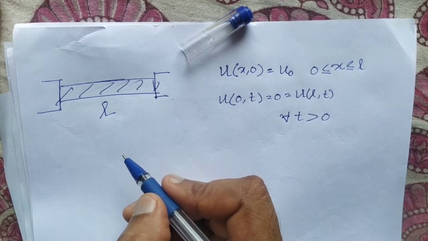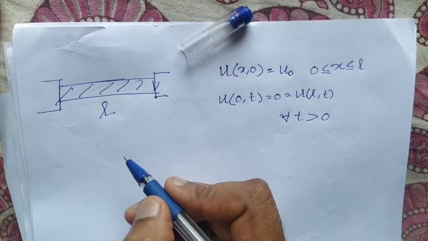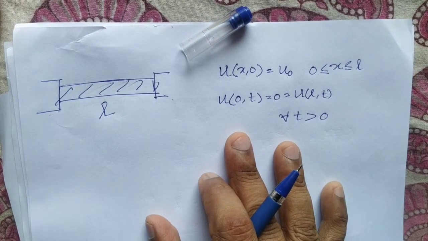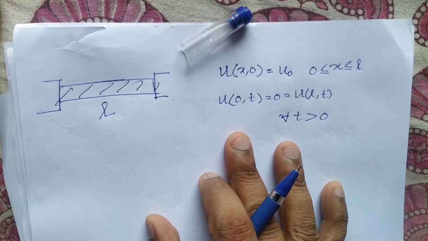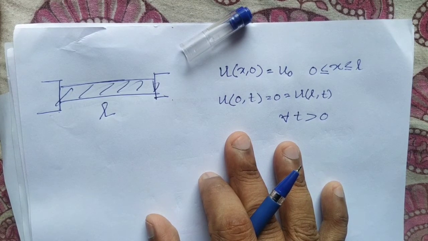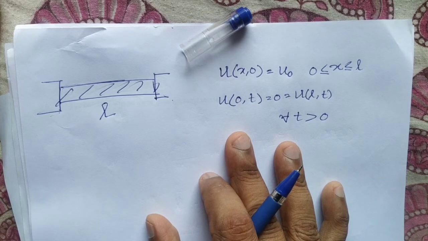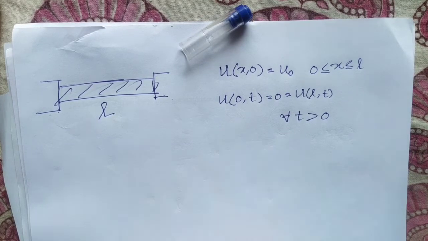Find the temperature U(x, t). I'm just reading the problem once again. A rod of length L, small l, with insulated sides is initially at a uniform temperature U0. Its ends are suddenly cooled to 0 degrees Celsius and are kept at that temperature. Find the temperature U(x, t).